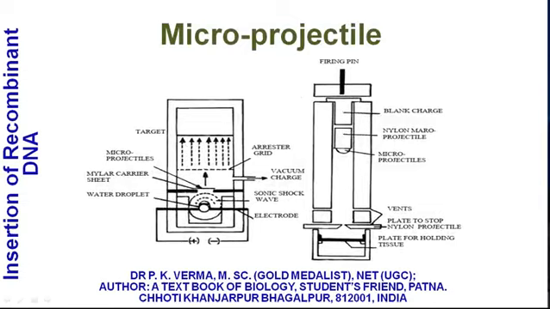See this diagram. Here is a piston-like structure in which a blank charge is filled for discharge. Here is a microprojectile system, and the bullets are hit through this aperture onto the surface of the tissue. This is the plate for holding tissue. So the bullets will just hit the tissues.